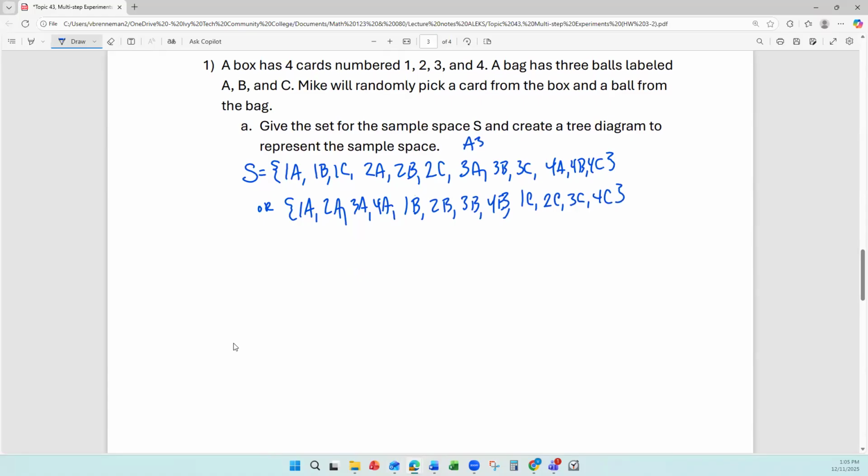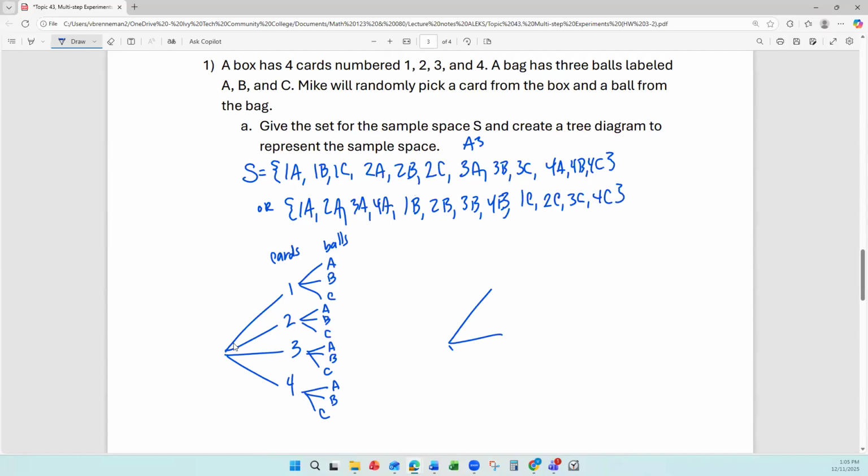We could do this in a tree diagram 2 different ways. So we could start with the cards. And then each card could be combined with any of the 3 balls. So we split each branch. Or we could go the other way and start with the 3 balls. And then split each of those again, now into 4.